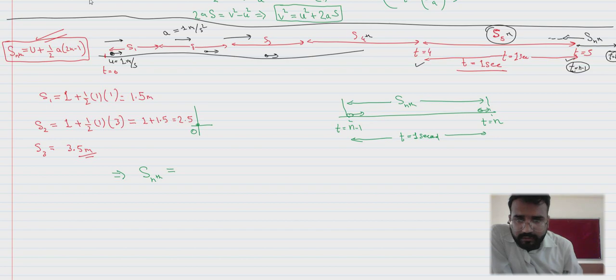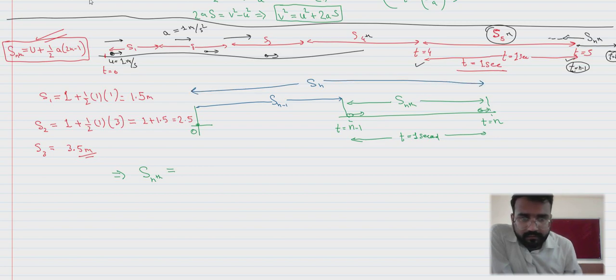Suppose this is the origin and this is my traveling of S n minus 1. I'm not talking about nth. And this is my traveling for total displacement S n. This is displacement just 1 second before nth, and this is what this. So this will provide you the value of nth second duration. Okay, so nth second will be S n minus S n minus 1.